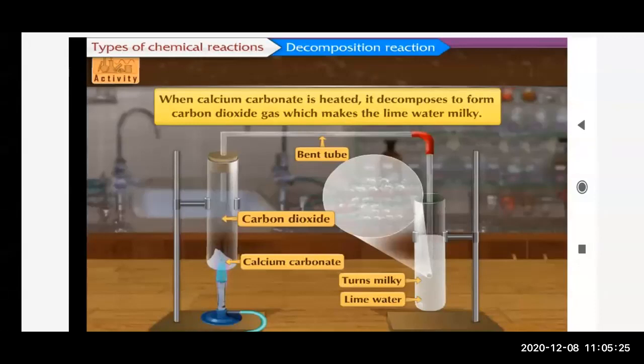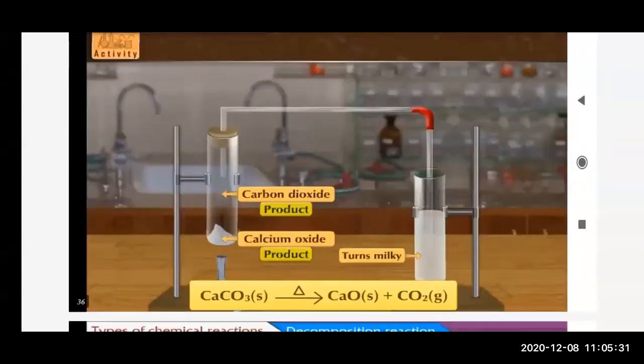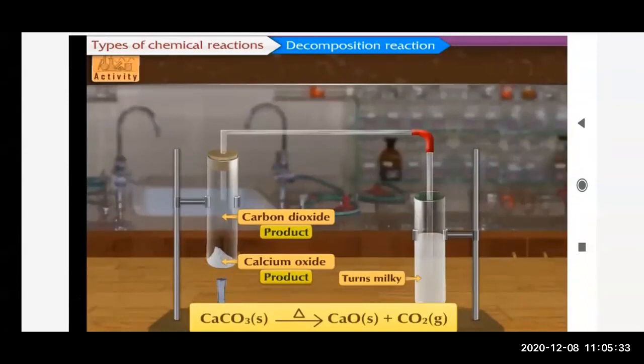So in calcium oxide powder, so this is about the first one. Now we'll see the chemical equation. See what is the chemical equation of that.